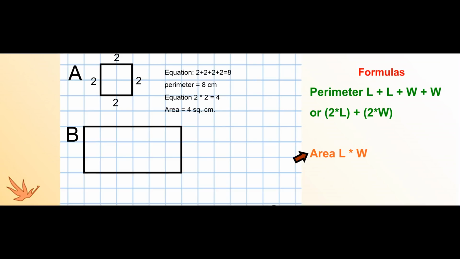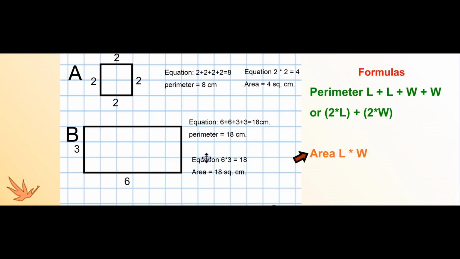Pause the video. For rectangle B, my length is 3 centimeters. My width is 6 centimeters. To find the perimeter, I do 6 plus 6 plus 3 plus 3, and I get 18 centimeters for the perimeter. To find the area, I do 6 times 3. That's my formula, length times width, and my area is 18 square centimeters.